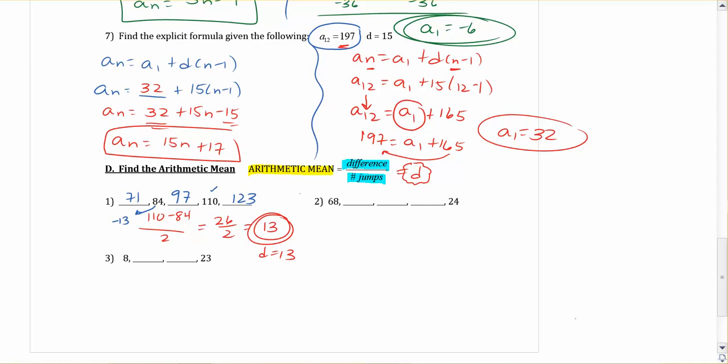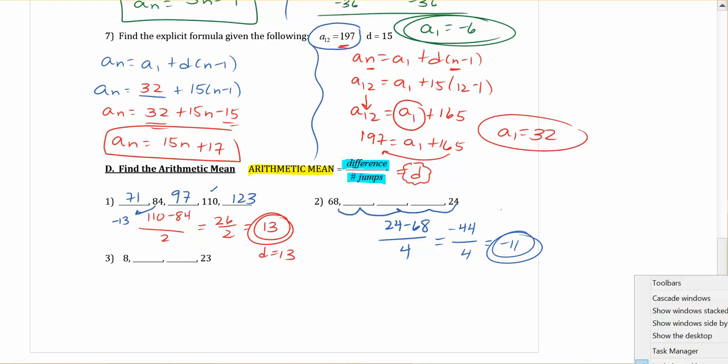All right, let's look at number 2. I'm going to take the second minus the first. I'm finding the difference of the two numbers, and I'm going to divide it by 1, 2, 3, 4 jumps. I took 4 jumps to get there. So if I do 24 minus 68, it's negative 44. Over 4, so my common difference is negative 11. So I need to subtract 11 to continue to get my pattern. So if I do 68 minus 11, that's 57. 57 minus 11, 46. And so on, be 35 and 24. And it does match up, so I know I've done it right.